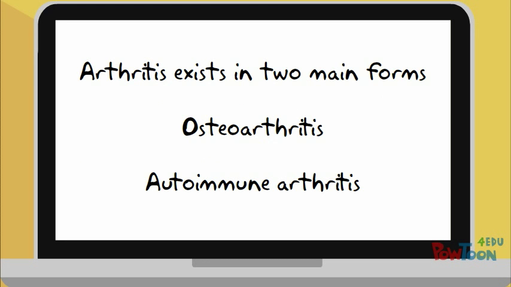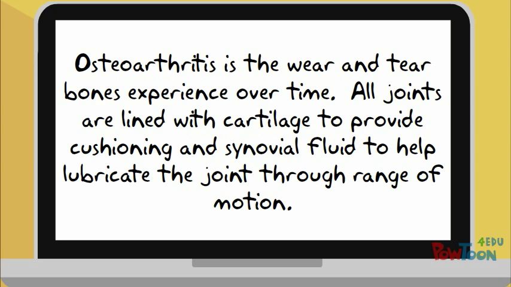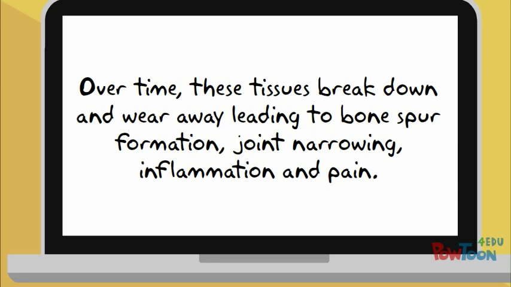Arthritis exists in two main forms, osteoarthritis and autoimmune arthritis. Osteoarthritis is the wear and tear bones experience over time. All joints are lined with cartilage to provide cushioning and synovial fluid to help lubricate the joint through range of motion. Over time, these tissues break down and wear away, leading to bone spur formation, joint narrowing, inflammation, and pain.